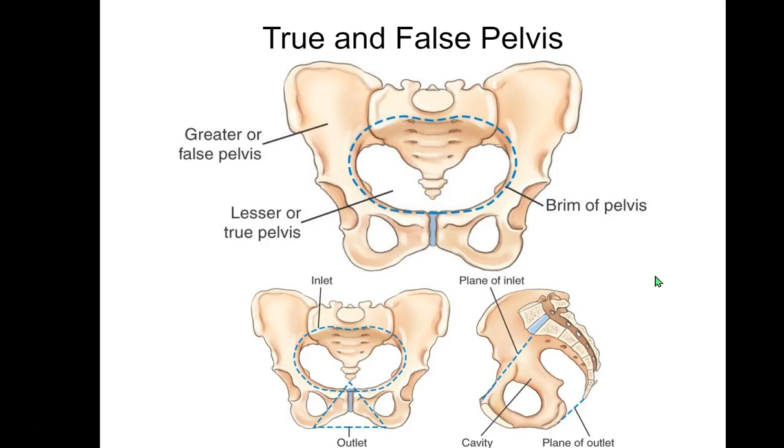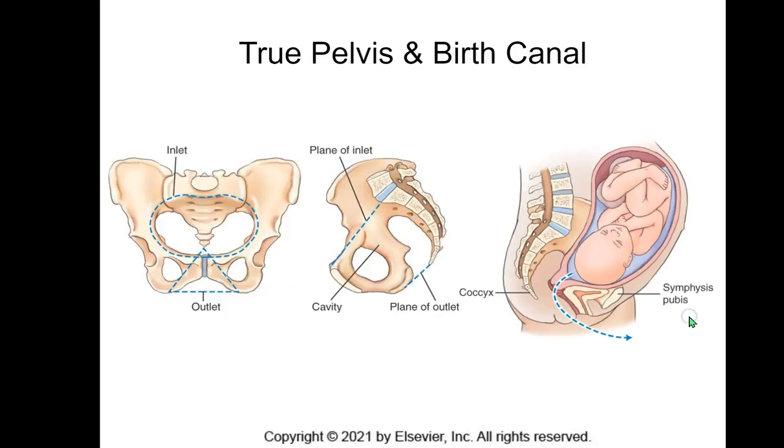The area inferior to the plane drawn by the pelvic brim, so the area below that line, is the lesser or true pelvis. The true pelvis is a cavity that is completely surrounded by bony structures. The size and the shape of the true pelvis are of greatest importance during the birthing process because the true pelvis forms the actual birth canal. And you can see that better here on this diagram here.